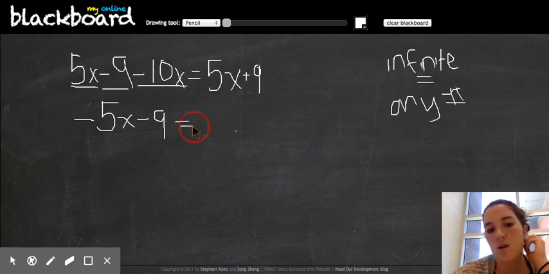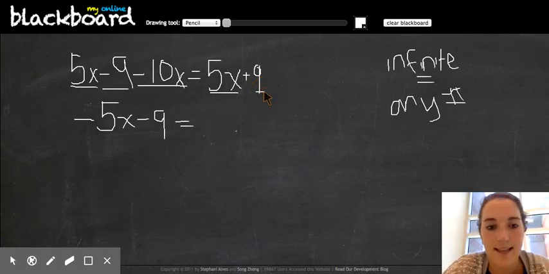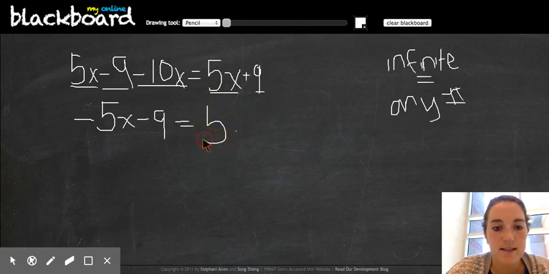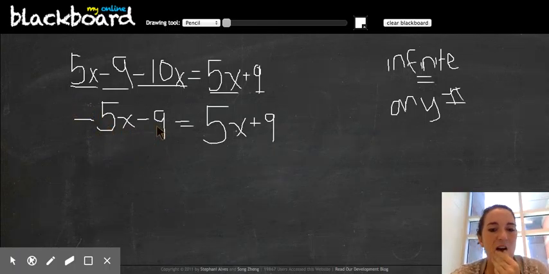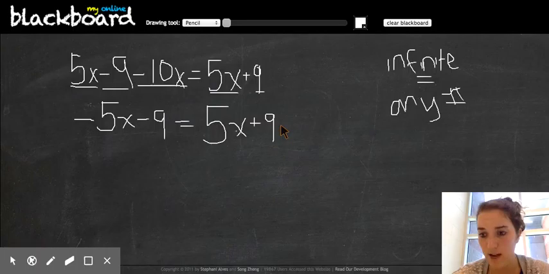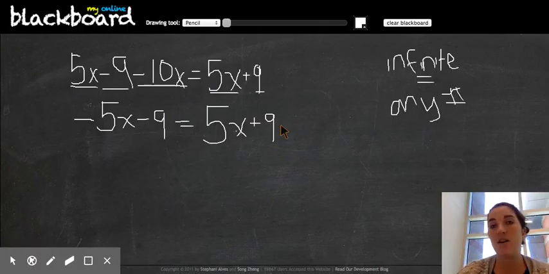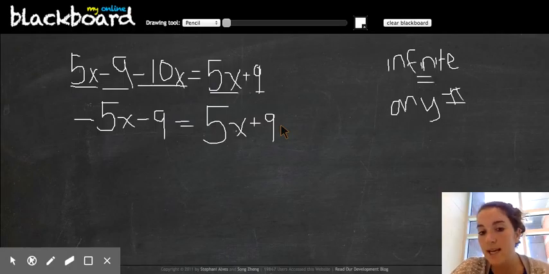Looking at the other side of the equation, is there anything that can be simplified? No. Why? Because these two terms are not like terms. So negative 5x minus 9 equals 5x plus 9. All right, I look at these two and I see that you have 5x here, 5x here, 9 here, 9 here. They look really similar, but are they exactly the same? No, so I'm actually not sure what this means yet. Normally I'd say they look really similar, so it could be any number, but they're not exactly the same, so let's keep solving.